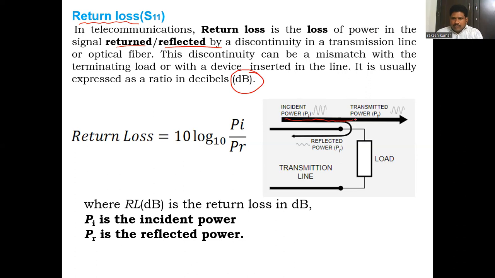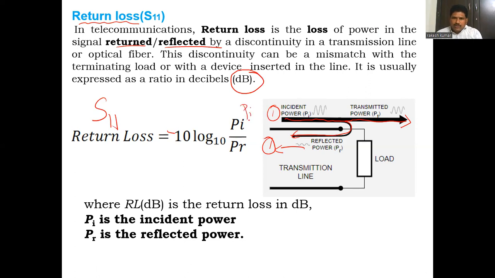So some of the power gets transmitted or radiated, and due to some impedance mismatch, some of the power is reflected. So you are providing input at port 1, and the reflected power is also received at port 1. So the return loss, we can call it S11. It is minus 10 log base 10 of Pi by PR.